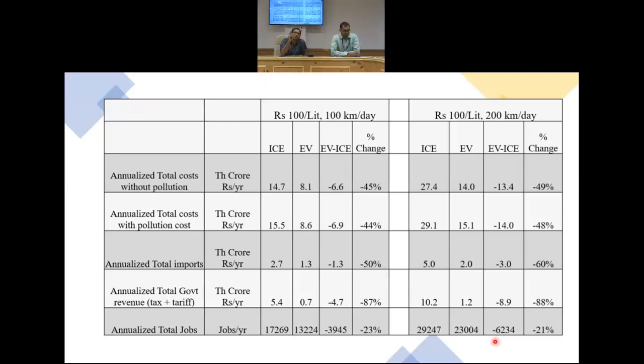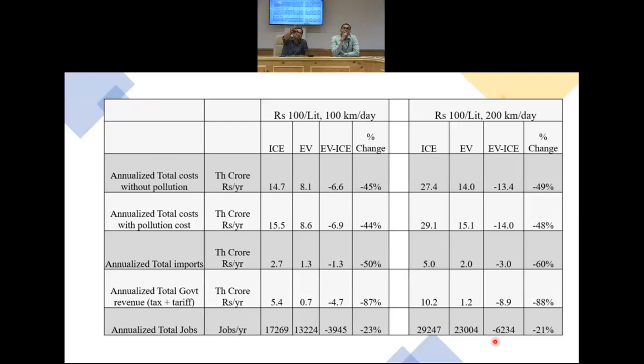So this is showing a sensitivity of the benefits of total annualized cost. On the left, I have without pollution. And then I internalize the greenhouse gas benefits at $50 a ton. That's the second row. Annualized total imports: I divide all the savings into an annualized figure using the discount rate. Annualized government revenues in taxes and tariffs, and annualized total jobs. So I have five outcomes, five variables: total life cycle cost without pollution, with pollution, imports, revenues, and jobs, which are five things that policymakers care about.